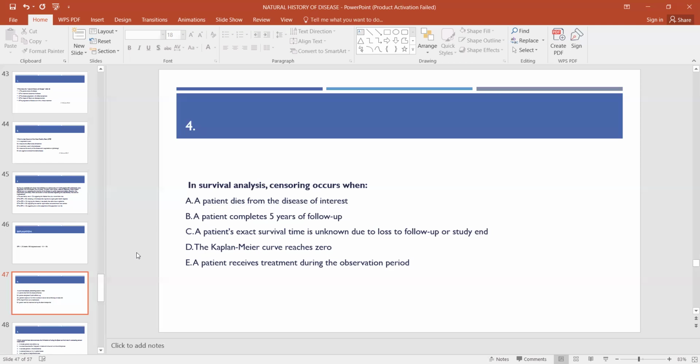B? No, C is the right option. A patient's exact survival time is unknown due to loss to follow-up or the study end.